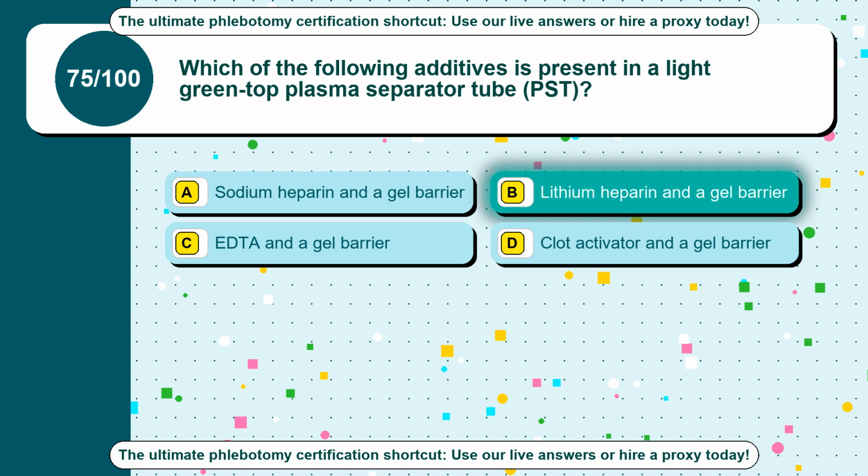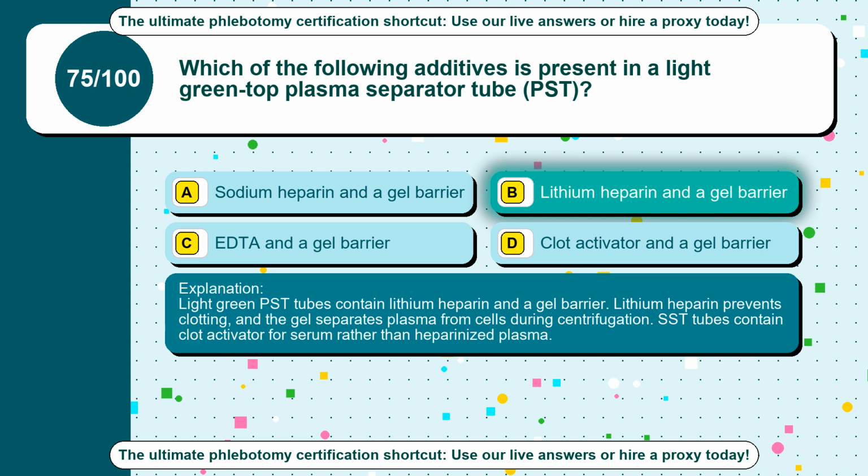The correct answer is option B. Lithium heparin and a gel barrier. Light green PST tubes contain lithium heparin and a gel barrier. Lithium heparin prevents clotting, and the gel separates plasma from cells during centrifugation. SST tubes contain clot activator for serum rather than heparinized plasma.